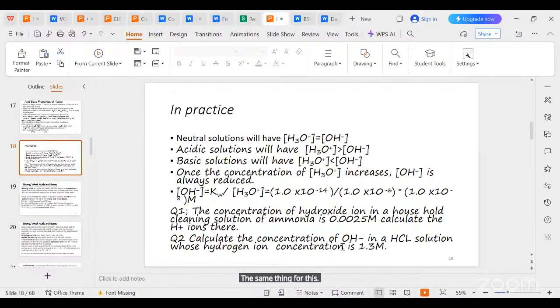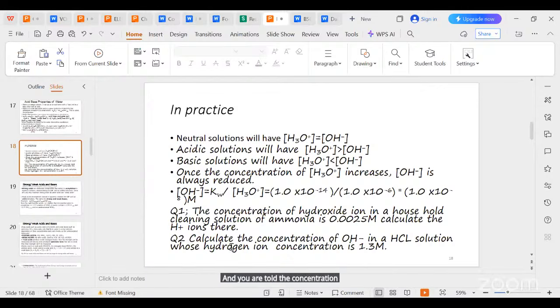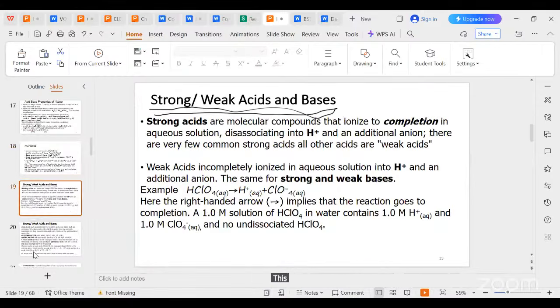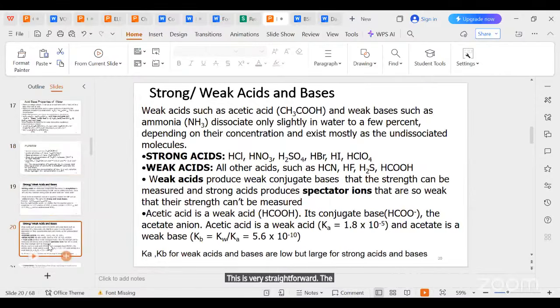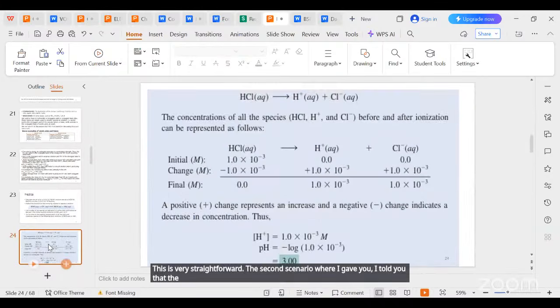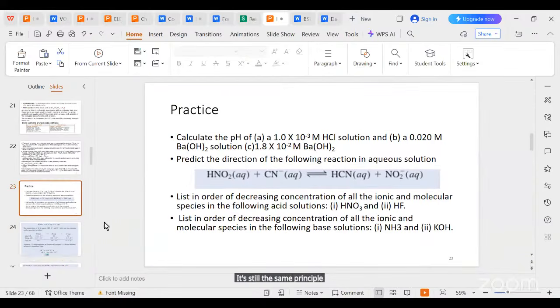This one, they say calculate the OH ion. You are told the concentration of the hydrogen ion. So you put it here, and then you find your OH. This is very straightforward. The second scenario, the one I told you about, is this one. It's still the same principle, but here they didn't give you everything.